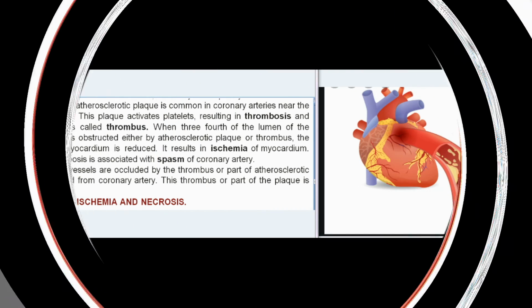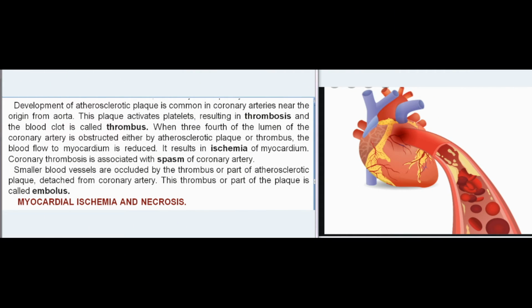Development of atherosclerotic plaque is common in coronary arteries near the origin from aorta. This plaque activates platelets, resulting in thrombosis, and the blood clot is called thrombus. When 3/4 of the lumen of the coronary artery is obstructed either by atherosclerotic plaque or thrombus, the blood flow to myocardium is reduced. It results in ischemia of myocardium. Coronary thrombosis is associated with spasm of coronary artery. Smaller blood vessels are occluded by the thrombus or part of atherosclerotic plaque, detached from coronary artery.